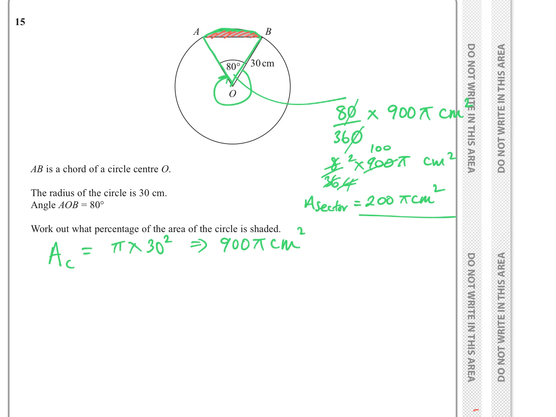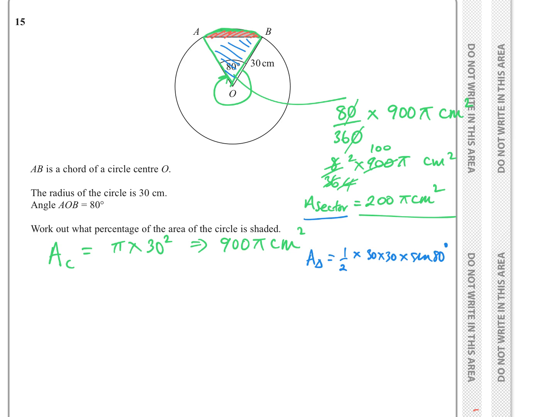Well, if I do the area of this triangle here, taken away from the area of my sector, which I already have, then I'll be okay. Now the area of that triangle is a half times 30 times 30 times sine 80. So it's a half ab sine C. Okay, so that's the formula we use for that one.